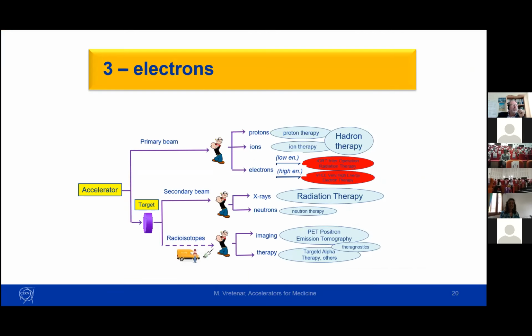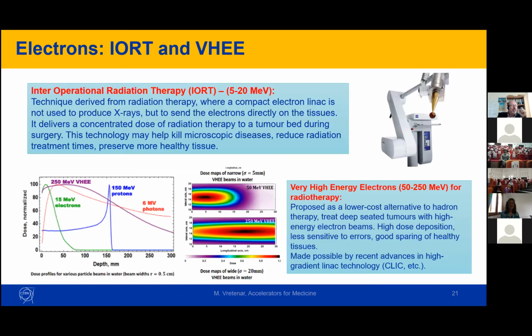Okay, I go quickly to the other applications of accelerators. Electrons can be used in two ways. Already now, there are people treating tumors directly with electrons with intraoperative radiation therapy, which is a way to irradiate with electrons the area around the tumor after the operation.